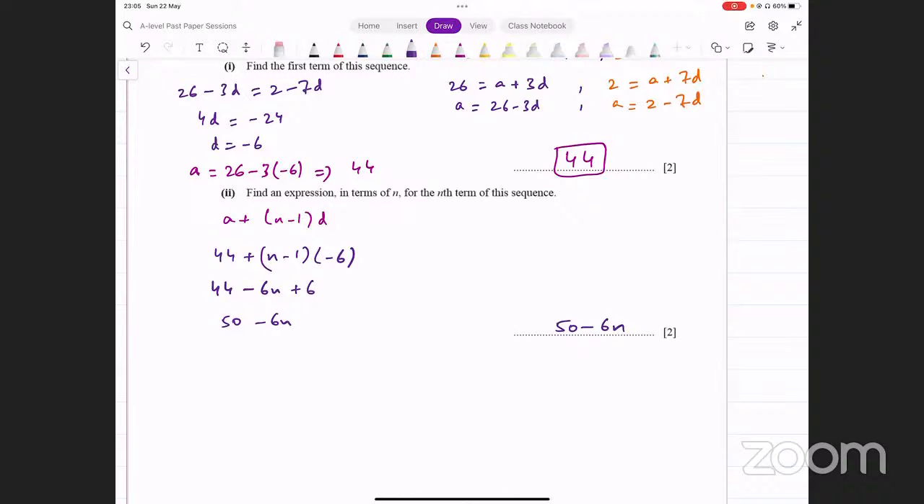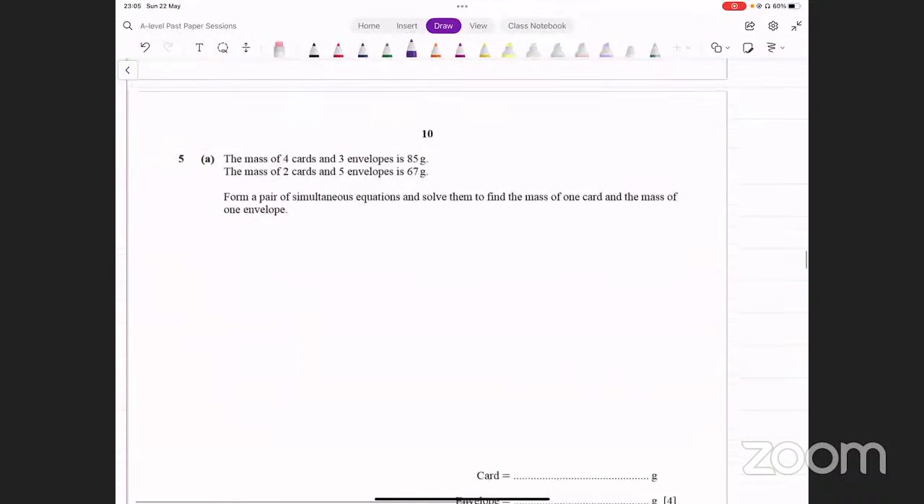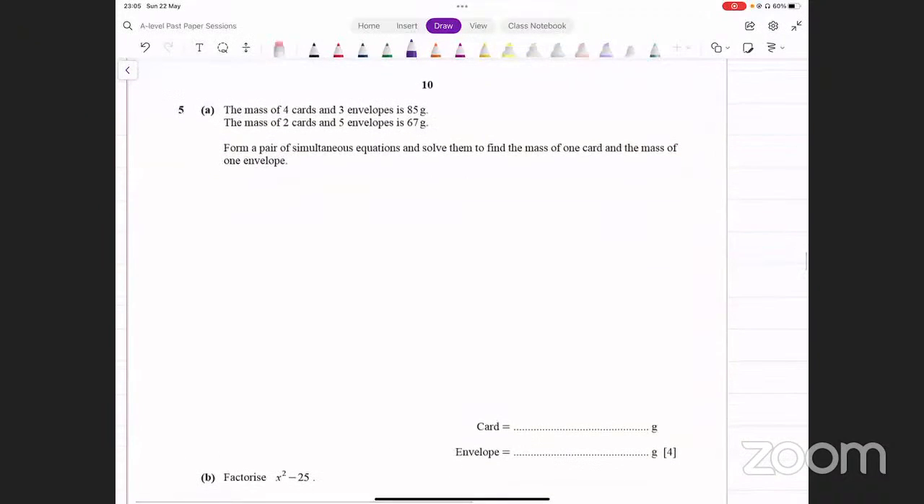Okay, let's have a look at the next part. So that was part 2 here. Question number 5. Okay, that's question number 4. Let's move on to the next one now. Question number 5, that's part A. The mass of 4 cards and 3 envelopes is 85 grams, and the mass of 2 cards and 5 envelopes is 67 grams. ये उसने आपको कुछ information दी हुई है.